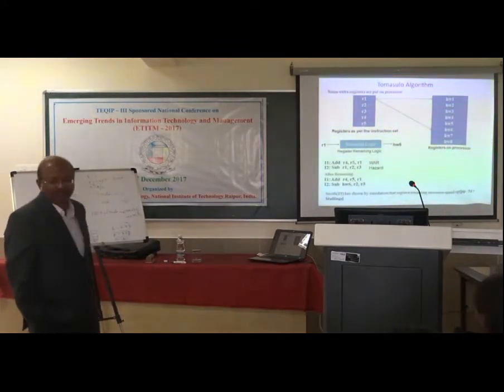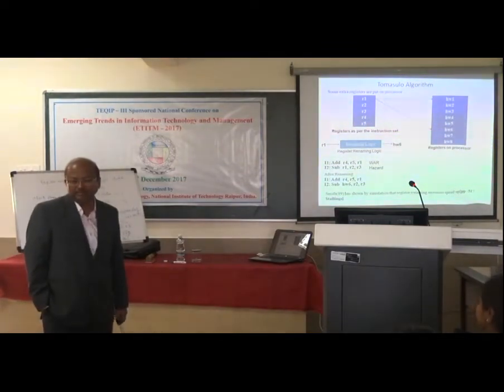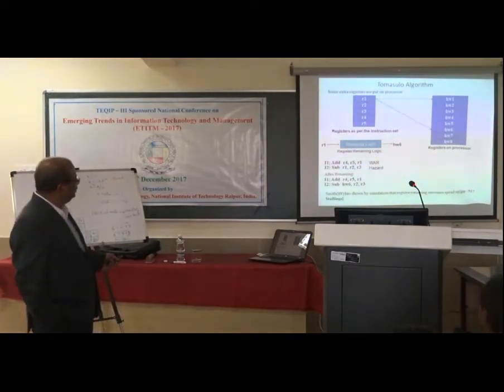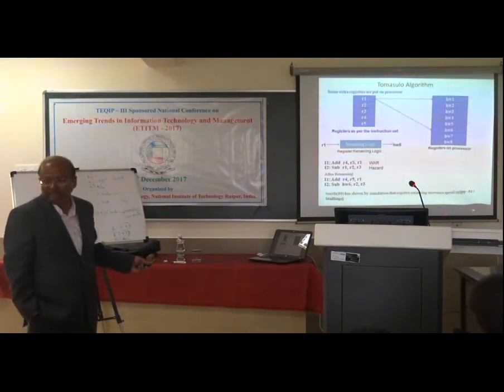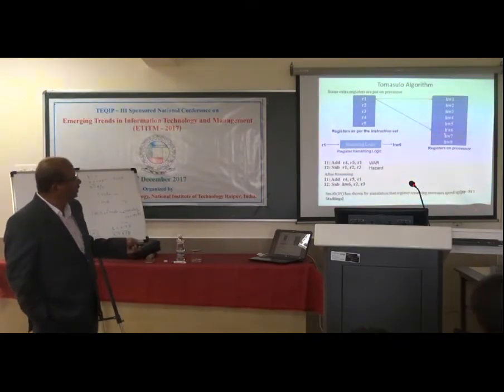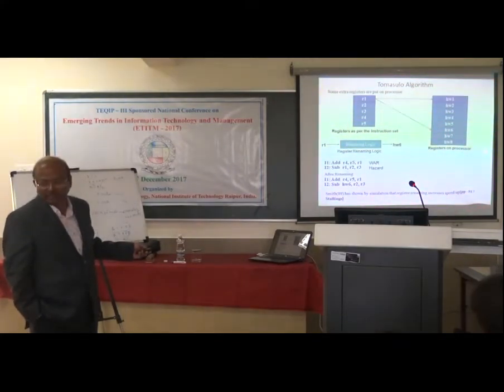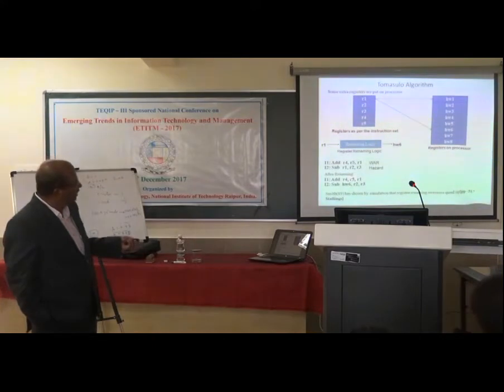But after register renaming, what we will do is this: Add R4, R5, R1, and Subtract hardware 6, R2, R3. That means the result of R2 minus R3 is not written into R1, rather it is written into hardware 6, which is an extra register provided in the processor, and that is called the hardware algorithm or Tomasulo algorithm. Now there is no chance of clash.